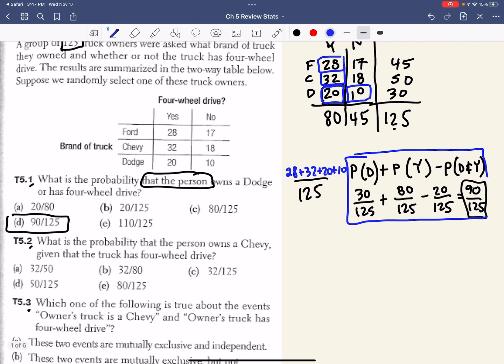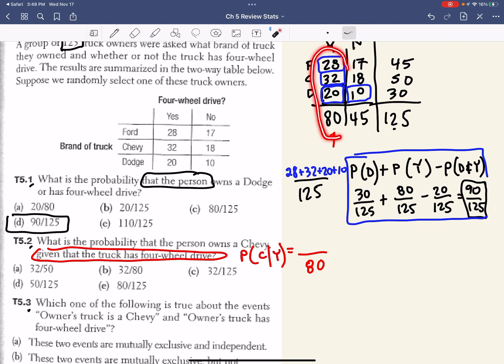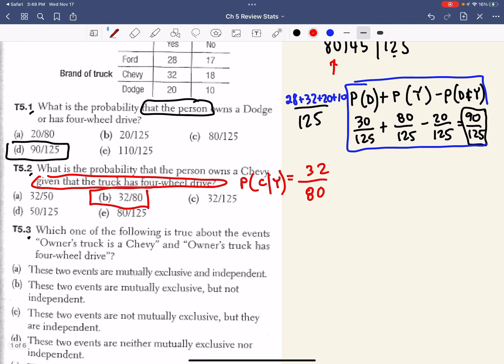Question number 2. What is the probability that a person owns a Chevy given that the truck has four-wheel drive? So given that the truck has four-wheel drive, we're only talking about the 80 people. What is the probability that they own a Chevy? How many of these 80 have a Chevy? These 32. All right, so we see our answer is B, B as in boy.